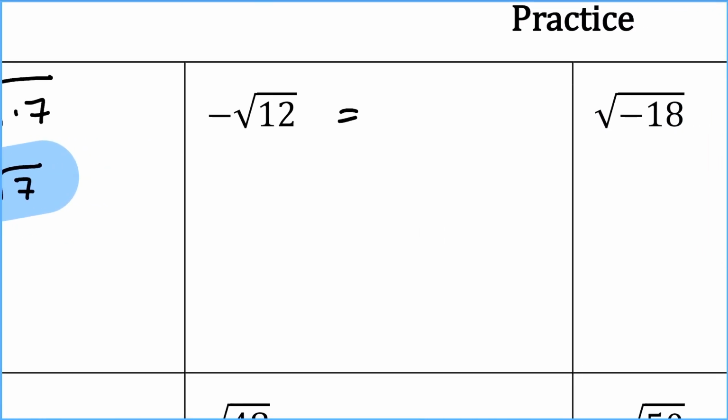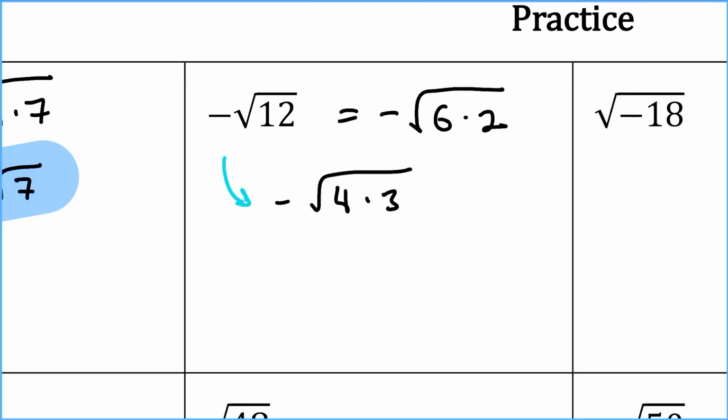12. Again, you want to be strategic. You could break apart 12 into 6 times 2, right? Let's do that. But neither 6 nor 2 are perfect square numbers, so this doesn't get you anywhere, right? This doesn't help you. You want to break it apart into useful numbers. So here, that would be 4 and 3. Why? 4 is a perfect square number, and the square root of 4 is 2, right? So this is negative 2 root 3.